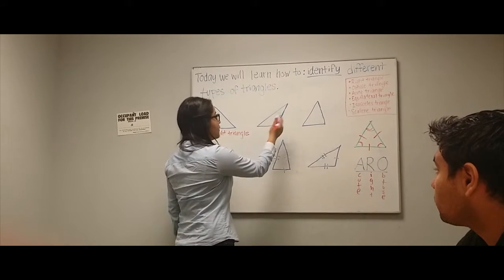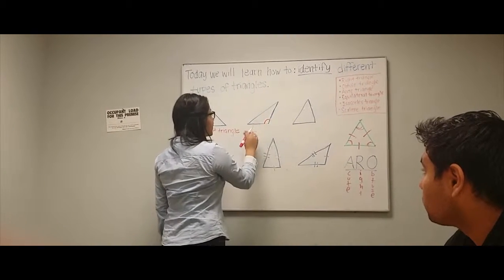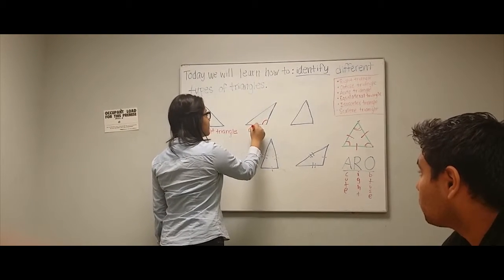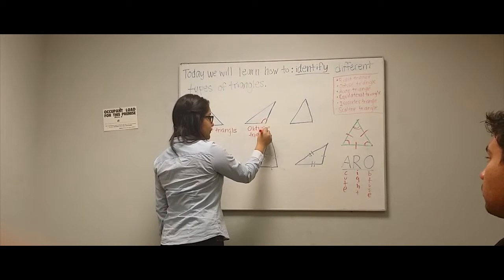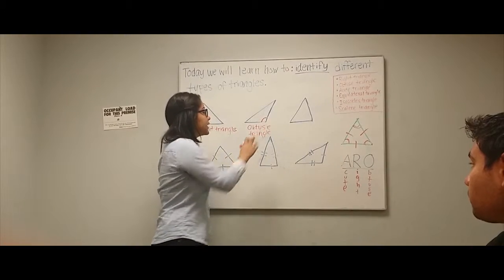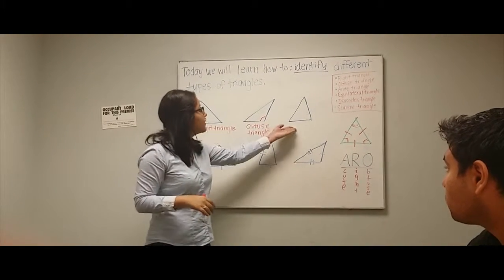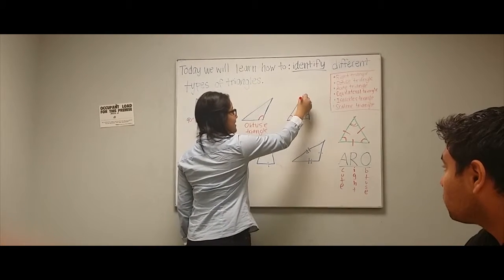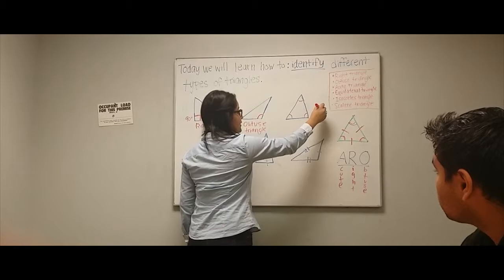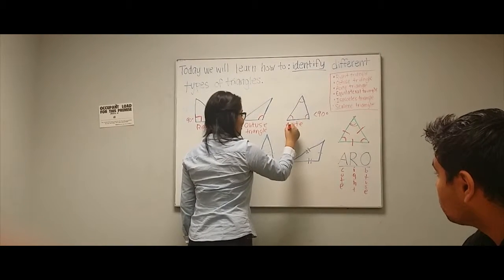In this triangle, there is an angle that is greater than 90 degrees. So we're going to classify this triangle as an obtuse triangle. This is because one of the angles is greater than 90 degrees. And now, for the last triangle, all angles are less than 90 degrees. So we're going to classify this as an acute triangle.